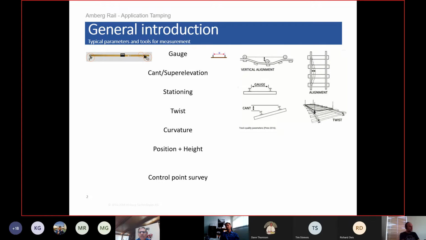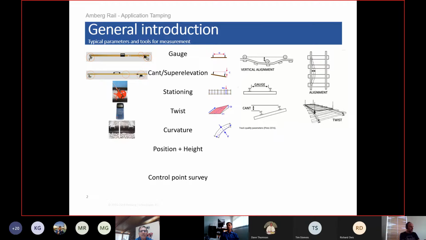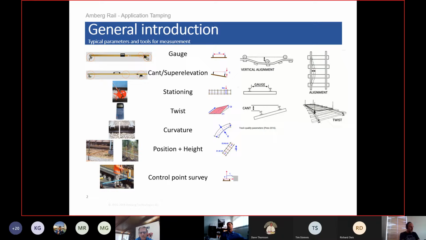So these parameters are important. Typically in the past, you've got all kinds of tools that you would have to use to measure these. You have a gauge bar, a similar tool to measure your cant super elevation, and a tool to measure your stationing. You use your calculator to calculate twist, and some tools to measure your curvature, position and height. Traditionally, we've done this with either GPS or total station, and elevations through transit and level, and of course adding your control points along the way.